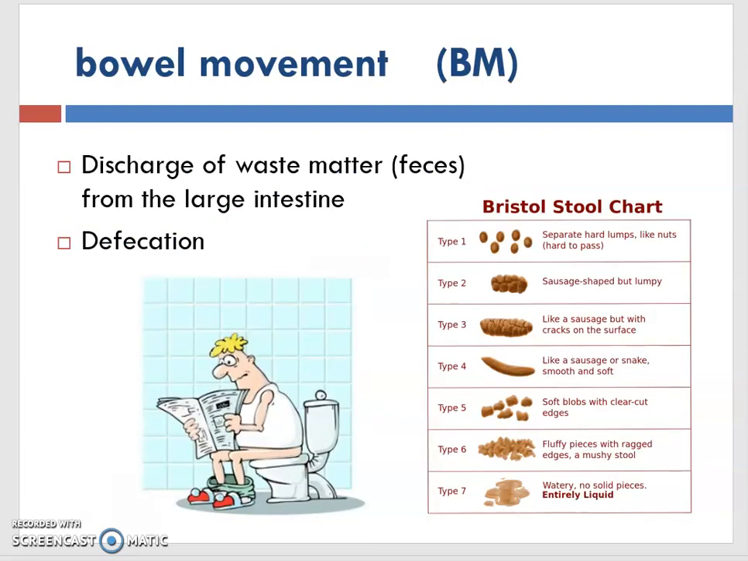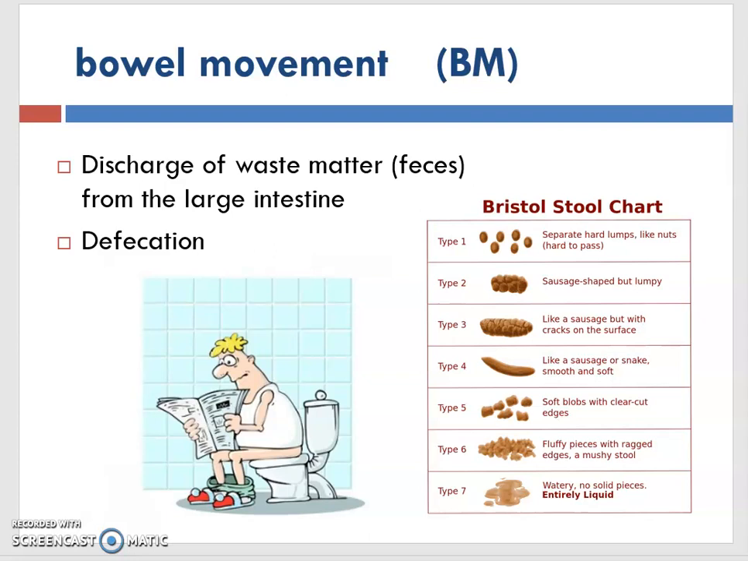And bowel movement, I just mentioned a moment ago. So this is discharge of waste matter in the form of feces from the large intestine, otherwise known as defecation. It's abbreviated BM. The Bristol stool chart for you nurses will be something important. And this gives us information about hydration and about how the digestive tract is performing. So dehydration is going to look like type 1. And as things get more hydrated, type 2, type 3. Type 4 is exactly what we want a bowel movement to be.